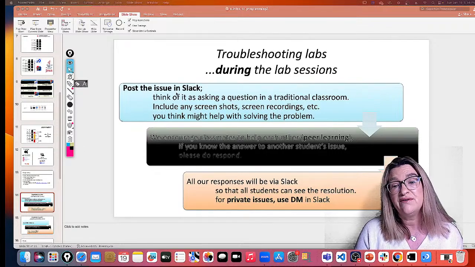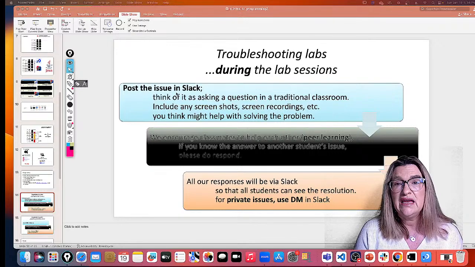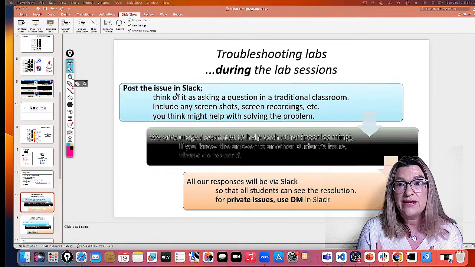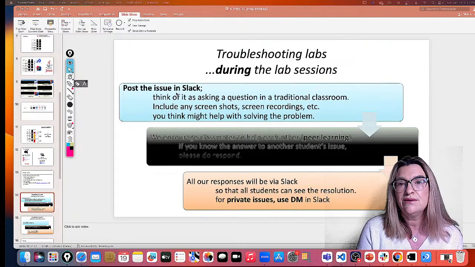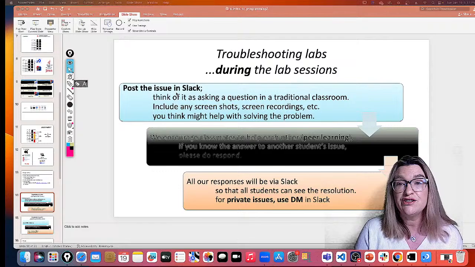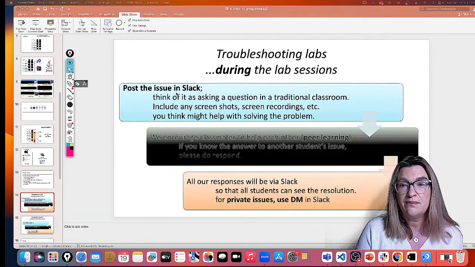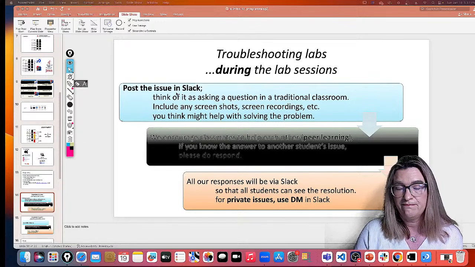All our responses will be via Slack. So if you ask a question, even privately, sometimes what we will say to you is, this is a question that will affect other people. I'm going to put the answer back into the programming channel. Or I might ask you, hey, if you don't mind, can you write up your answer and put it back into the programming channel, because it's going to help other people.